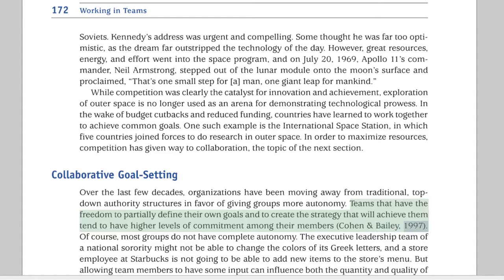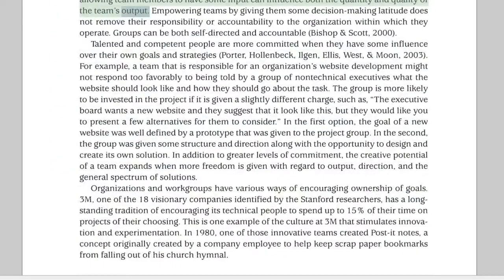Of course, most groups do not have complete autonomy. The executive leadership team of a national sorority might not be able to change the colors of its Greek letters, and a store employee at Starbucks is not going to be able to add new items to the store's menu. But allowing team members to have some input can influence both the quantity and quality of the team's output.